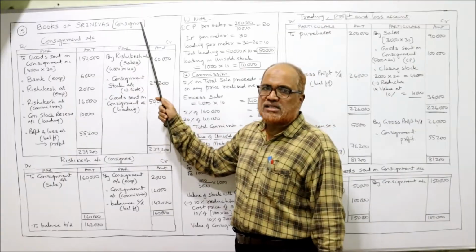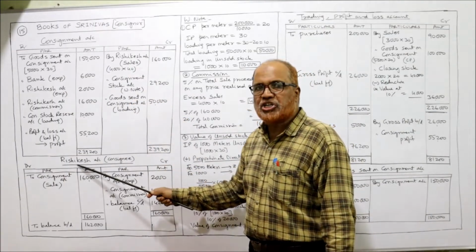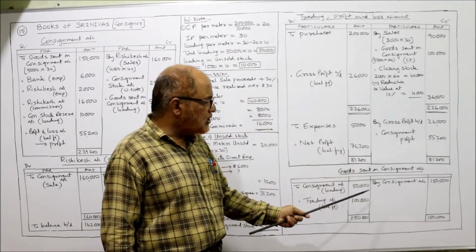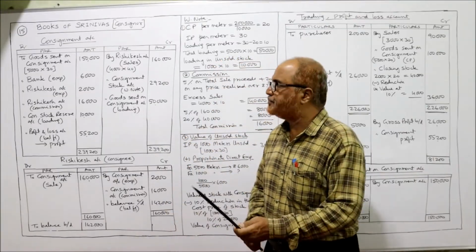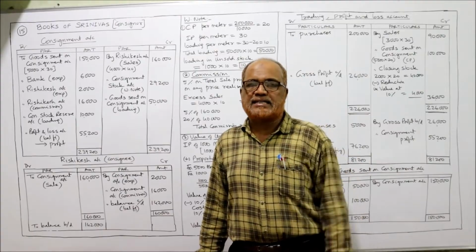Books of Srinivas, consignor. Now consignment account. This is the consignment account, Rishikesh account. Here I have prepared trading profit and loss account, and also I have made goods sent on consignment account for our convenience. First of all, how many meters of cloth he has sent?